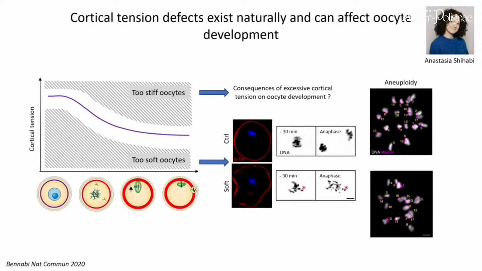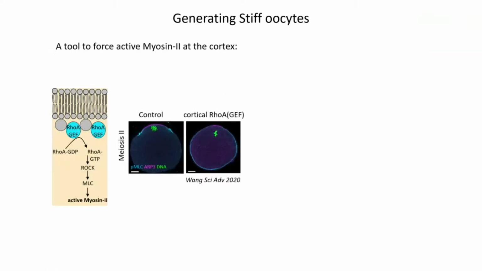To assess the consequences of excessive cortical tension, we wanted to increase the number of oocytes that we could study, and for that we sought to engineer stiff oocytes. To engineer stiff oocytes, we use a tool to force active myosin 2 at the cortex. This tool was developed by the Rongley lab, where they fused a ROAGF with a cortical anchor. So it localizes this ROAGF at the cortex, and it will activate the ROA-ROC pathway to recruit active myosin 2 to the cortex.